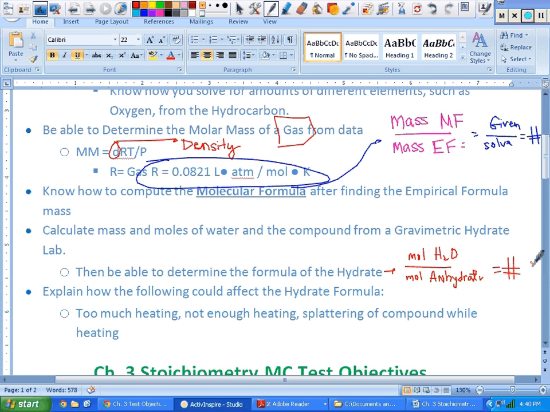Be careful. The last one, what if you splattered some of it out? What if you weren't careful and you knocked some of it out? Means you have lost not only some of the water, what else have you lost? Some of the anhydrate as well. So your number of moles will decrease, correct? Will that decrease the number of waters you could possibly have? Yes, be careful.